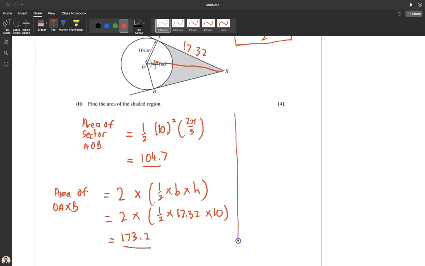And finally, we just need to minus this one. So it's a blue color now. Area shaded is equivalent to area of OAXB minus area of sector AOB.